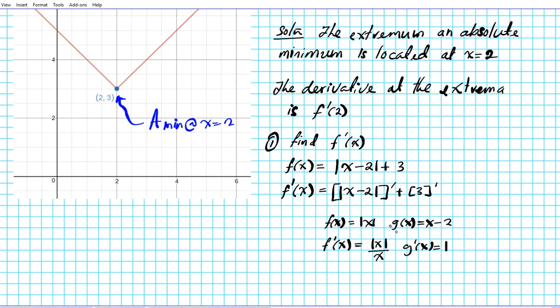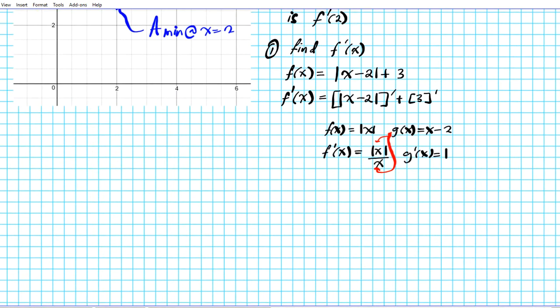So we're going to plug the inner function into the derivative of the outer. There are two x's here, so this inner function goes into those two x positions. And we'll multiply that by g prime, which is just 1. So the derivative of the absolute value of x minus 2 is going to be the absolute value of the inner function x minus 2 over the inner function x minus 2, times the derivative of the inner function, which is just 1. That's the derivative of the first part.